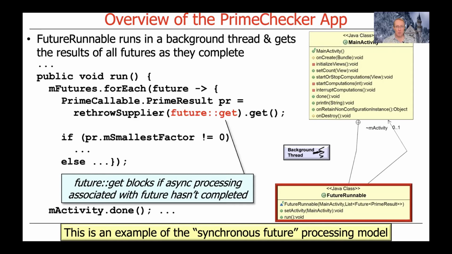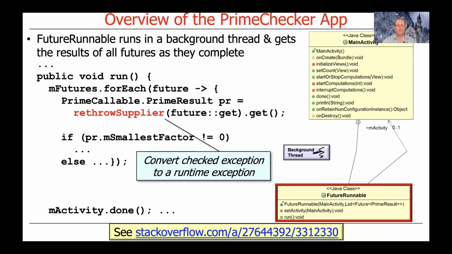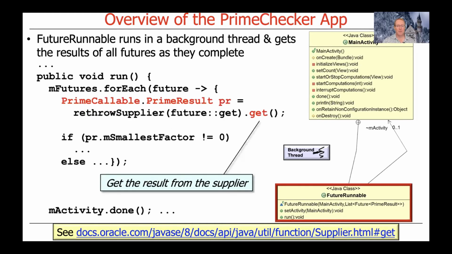So this particular way of doing things is what's called the synchronous future processing model, because we're blocking synchronously waiting for each future to complete in turn. The rethrow supplier method is coming out of a class called ExceptionUtils that I have in my utils directory. And this is what's called exception laundering. We're converting a checked exception, which is what get expects, to a runtime exception. You can read more about how and why to do this in the Stack Overflow article linked below.